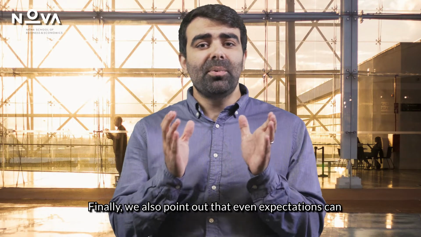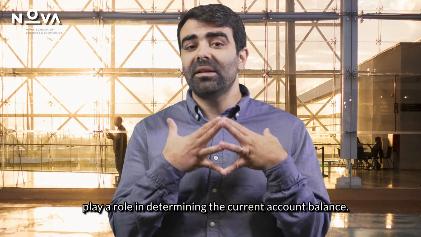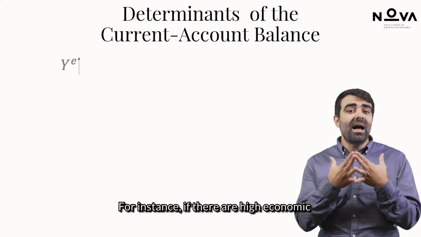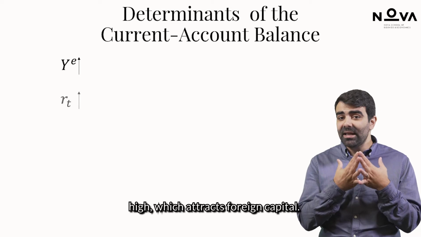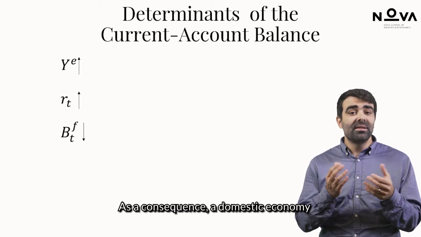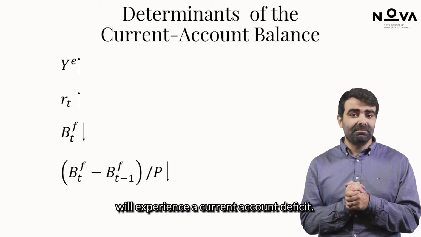Finally, we also point out that even expectations can play a role in determining the current account balance. For instance, if there are high economic growth prospects, the return on capital is high, which attracts foreign capital. As a consequence, a domestic economy will experience a current account deficit.